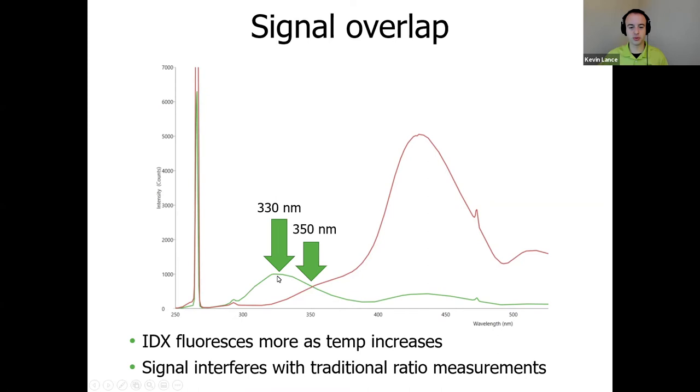So this is telling us, actually, time to unveil the mystery sample here. It's comparing a sample containing iodixanol to one that was not containing iodixanol. And here we're seeing this strong peak that's from the iodixanol. That fluorescence increases more as temperature increases and starts to interfere with the traditional ratio measurements, and indeed interfere with the protein fluorescence and complicate the story for AAV capsid unfolding.